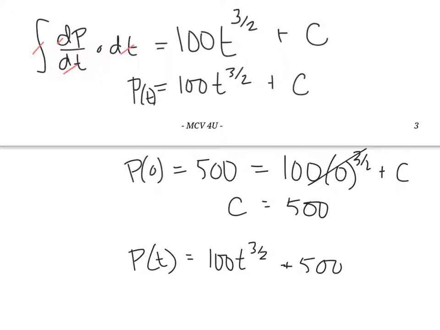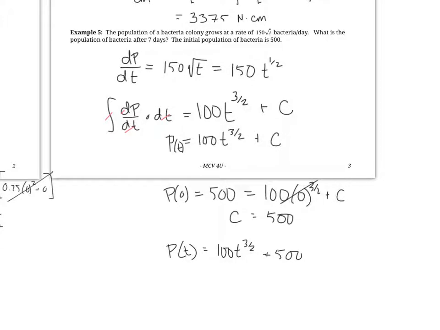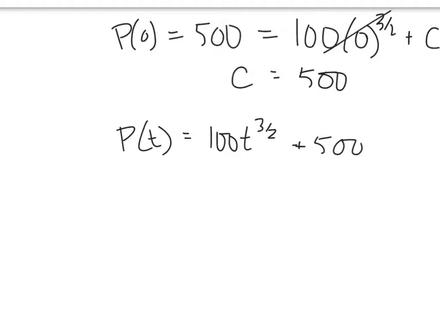So now that we know what c is, we can go back to the original question. It asks us the population after 7 days. Well, remember, this is just the equation of the population. So all we need to do is plug in P of 7. What do we get? If you do this on your calculator, you should get 2,352, approximately, as your population after 7 days. There you go. We just used integration to find the equation for population and basically find the answer.